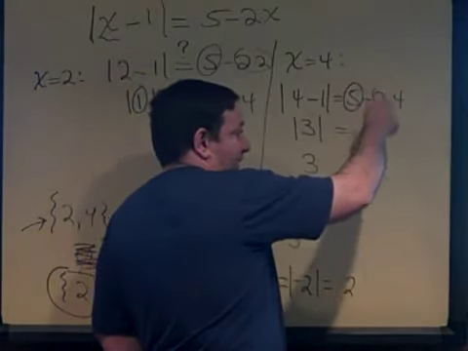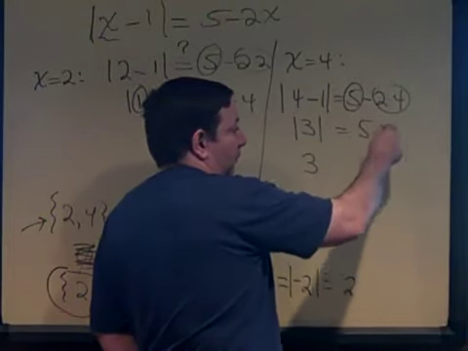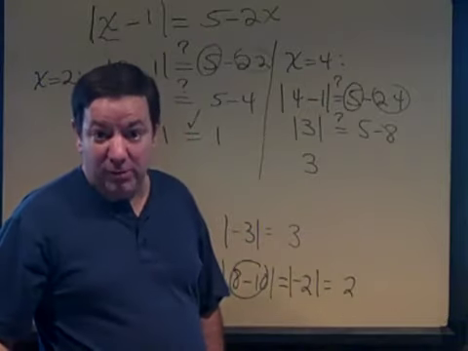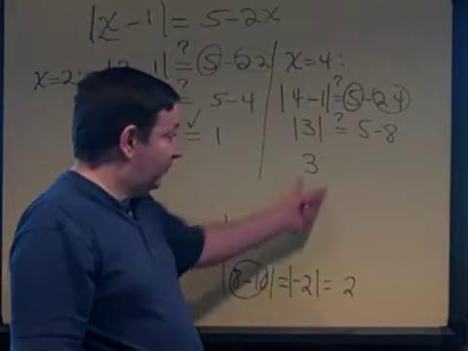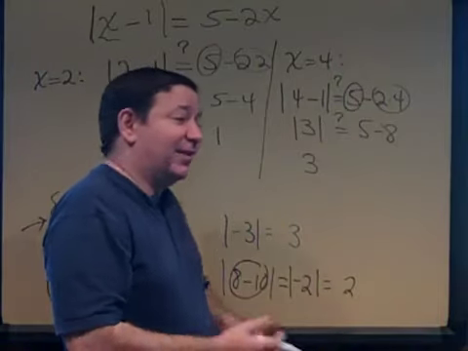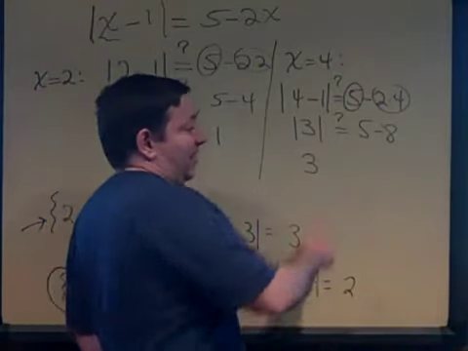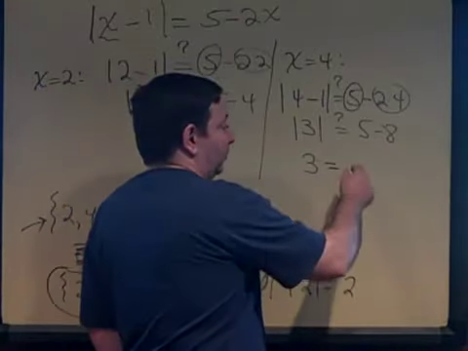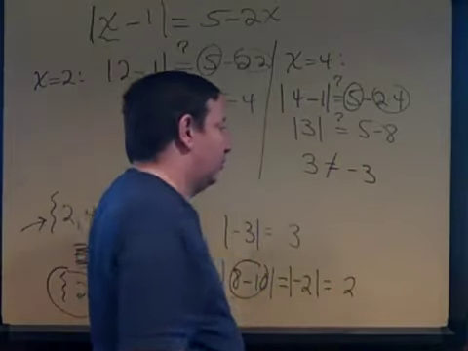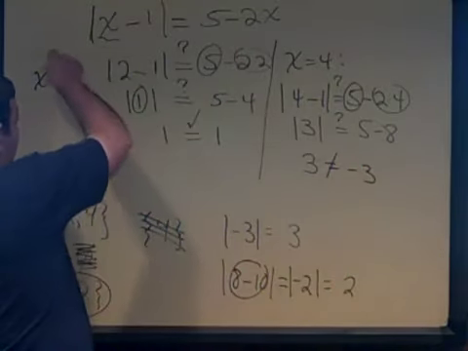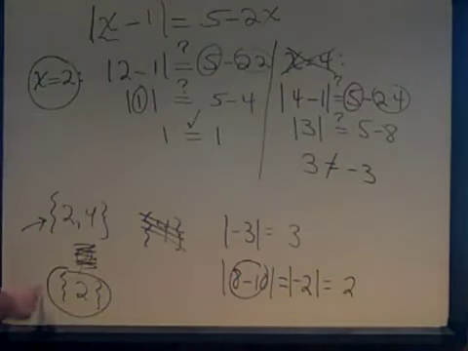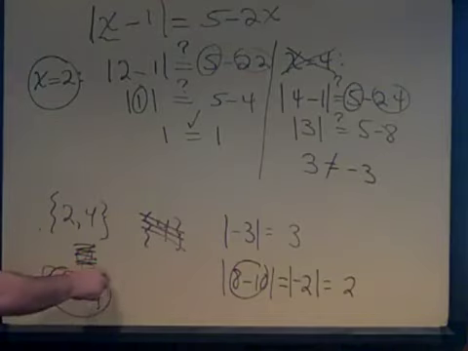Does it equal 5 minus 8? The answer in this case, no. 5 minus 2 equals 3, you know that. 5 minus 8 can't equal 3. You have $5 in the bank and somehow you take out 8, you don't have 3 left. If you keep taking out, it's negative 3. So no. The only one that worked was 2, but not 4. So it turns out that x equals 2 is the answer.